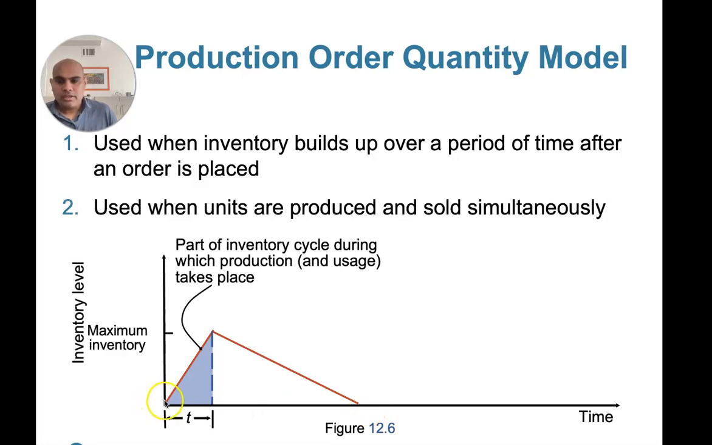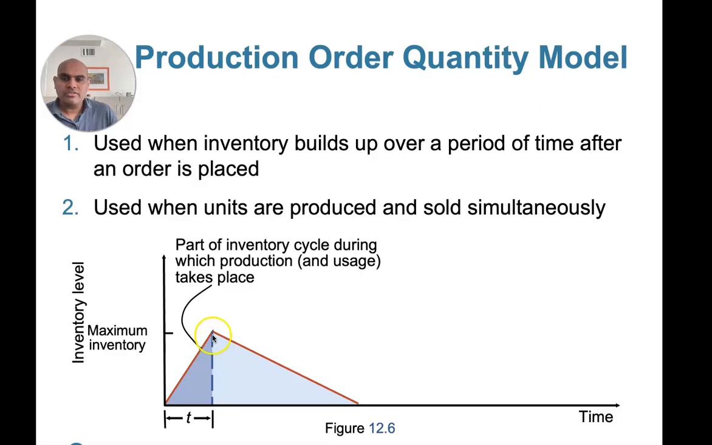So you'll notice that this slope is steeper than this slope. The reason for that is you're assuming that your production rate is higher than your demand rate. And the slope of this line here is the difference between your production rate and the demand rate. Because you're assuming that production rate is higher than demand rate, this difference is positive, but that's why the slope is not as steep as this slope here.